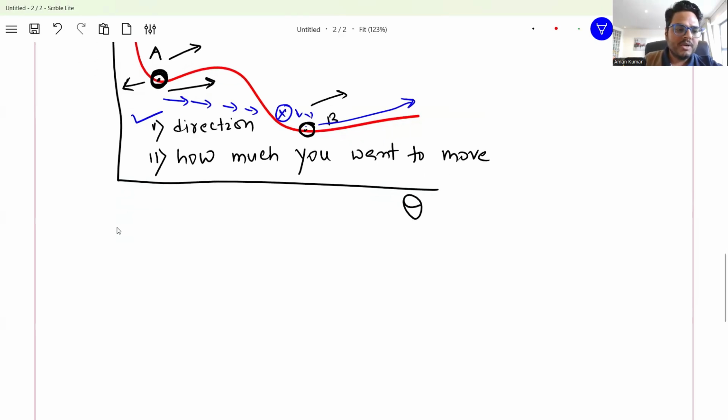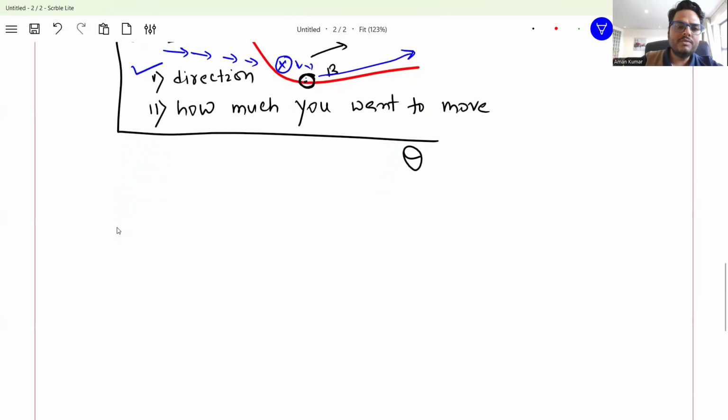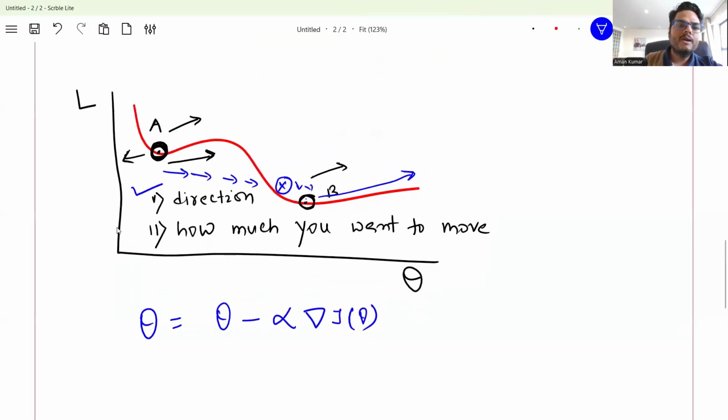How much you want to move is important, and in which direction you want to move is important. So based on these two things, the value of theta is defined as theta is equal to theta minus alpha gradient of J theta. I will explain what this is in a moment. But imagine this is theta at point A. I have defined two points, A and B. So theta at point B will be theta at point A minus alpha times gradient of loss at point A.